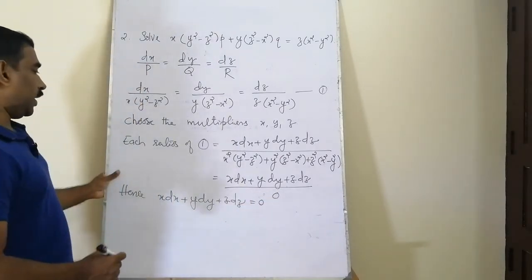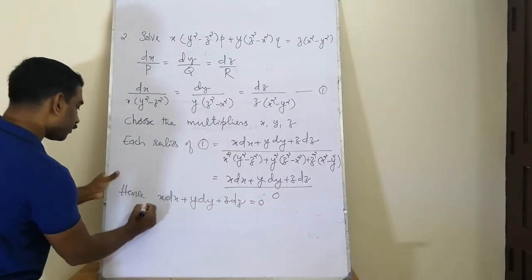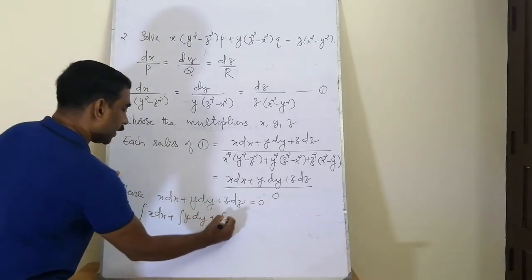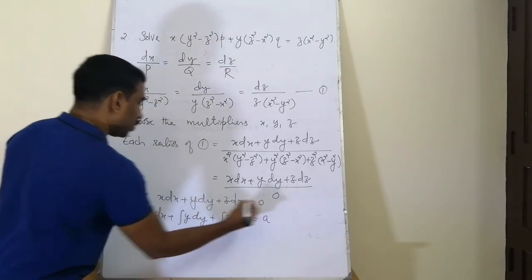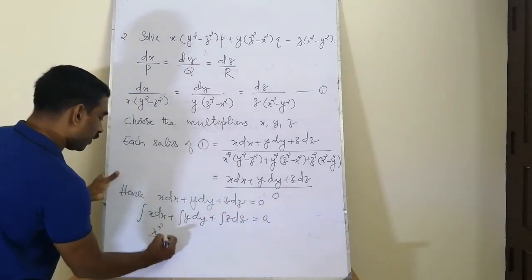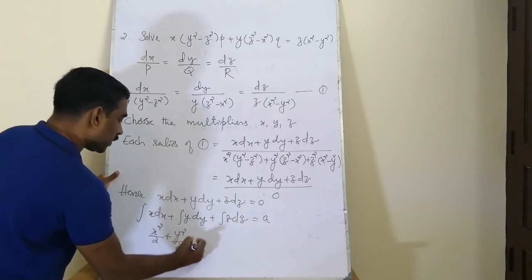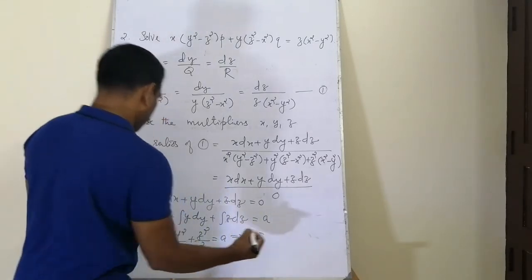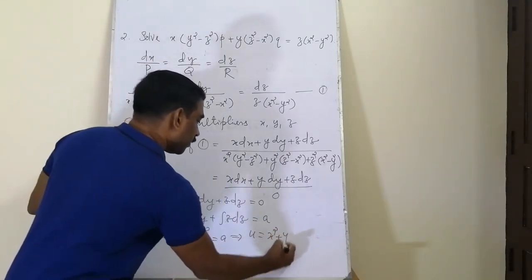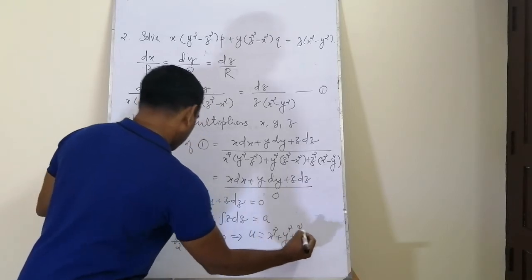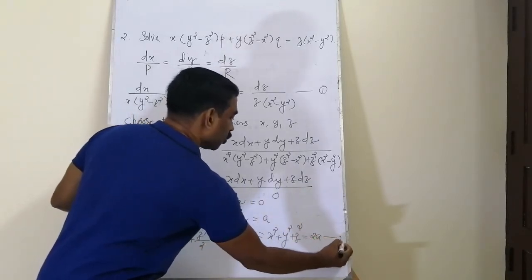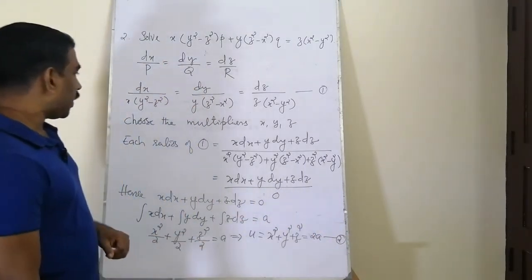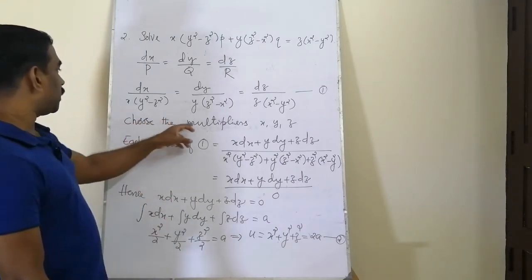That is an integrable format. Integrating, we get ∫x dx + ∫y dy + ∫z dz = a constant, or x²/2 + y²/2 + z²/2 = a. That implies u = x² + y² + z² = an arbitrary constant, say 2a. We call it equation number 2. So this is the first solution, u is a constant.